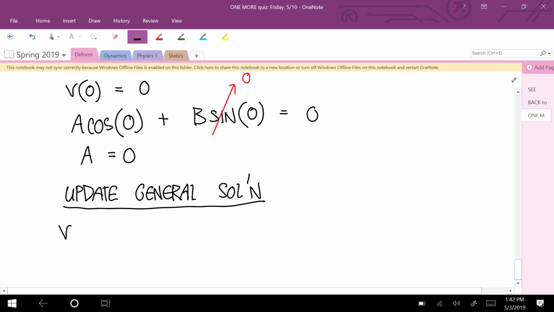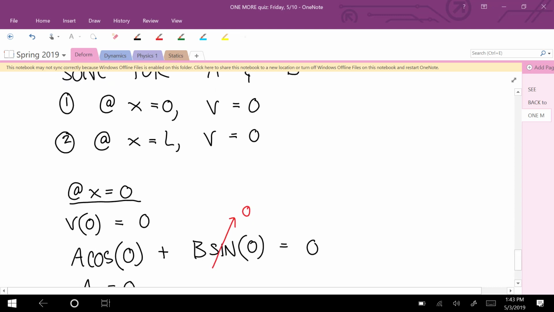And now we have that the deflection as a function of x is equal to a times cosine. Oh no, a is equal to 0. So that first term goes away, and all we have is b times the sine of the quantity square root of P over EI times x. And now we'll go to the second requirement.